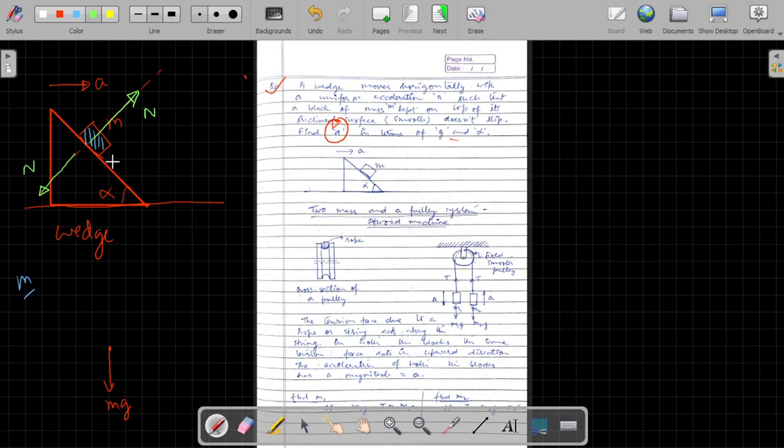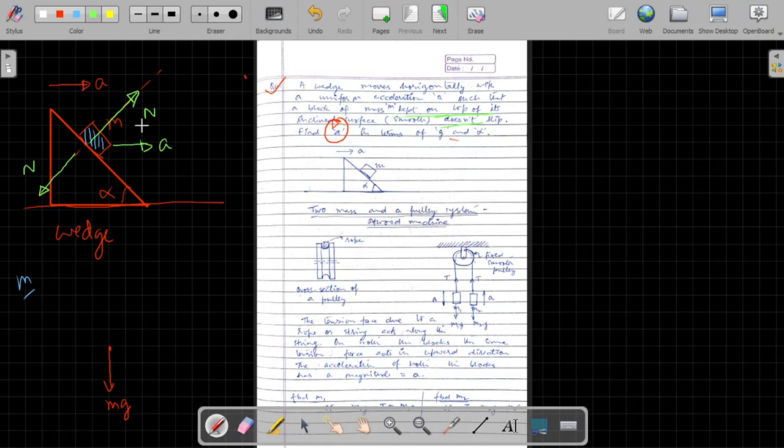So one thing which serves very conveniently for us is that even though the whole system is accelerated, the wedge is accelerated, and including that the mass would also have an acceleration a. The mass has an acceleration a because it is given that mass m is not slipping on the wedge, and if it is not slipping on the wedge, that means it has the same acceleration as that of the wedge.